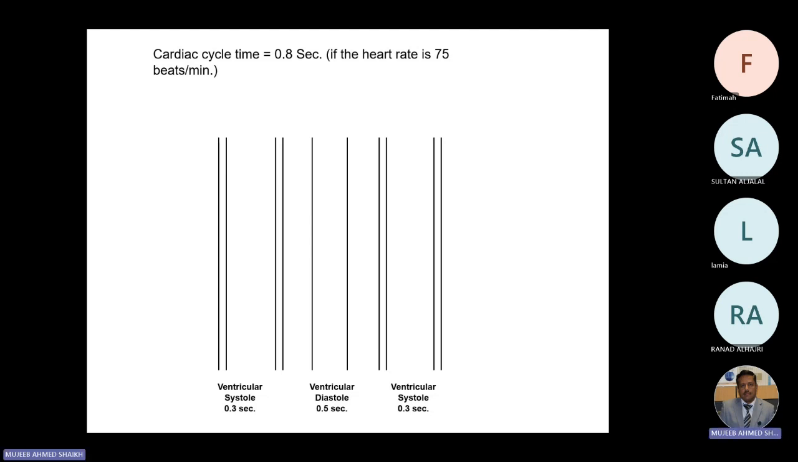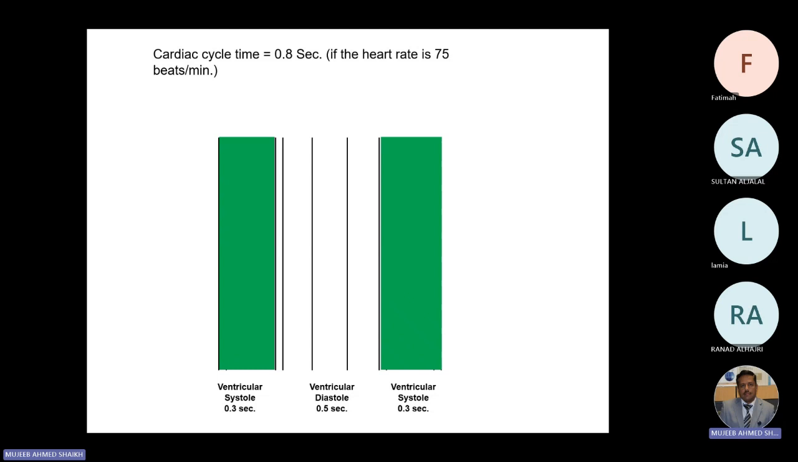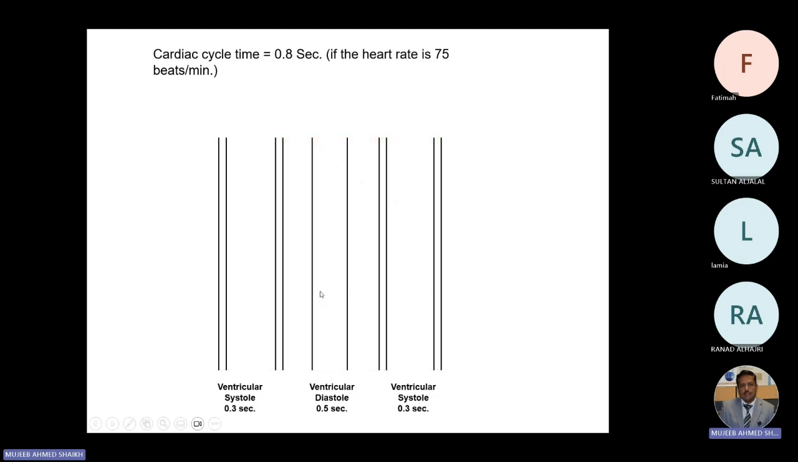Okay, so I will show you here. These two green areas are known as the ventricular systole, because this is 0.3 seconds. And the central one is the ventricular diastole, which is about 0.5 seconds. Now in 0.3 seconds also, there is a special event occurring in the first 0.01 second.